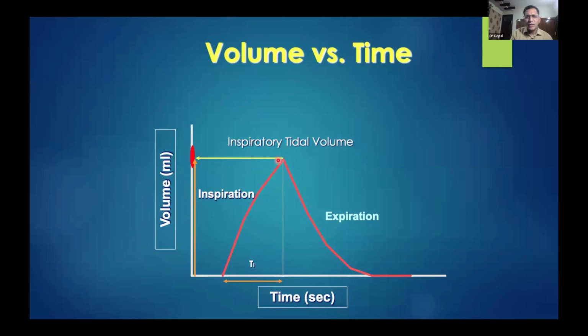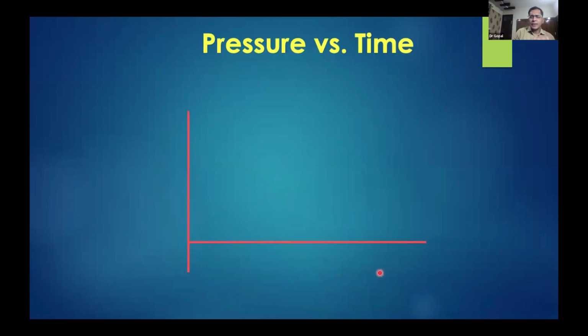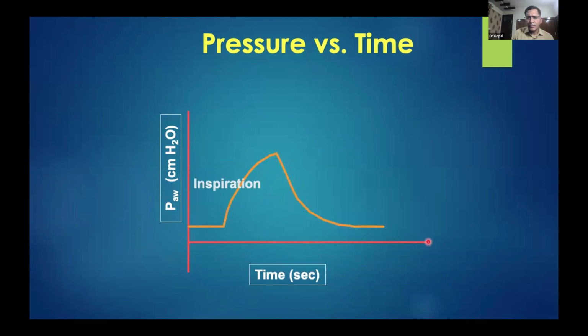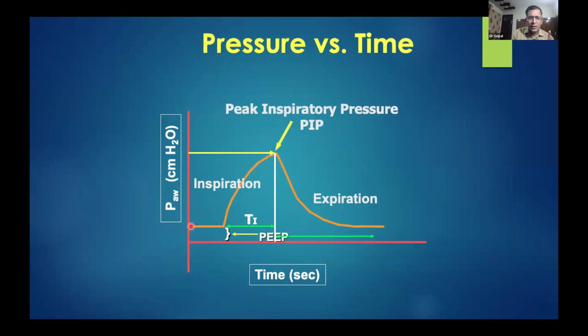Next, a very important scalar graphic is pressure-time. Again, as told, time will be on the x-axis in seconds, and pressure in centimeters of water on the y-axis. Unlike the volume-time graphic, the pressure-time graphic will always start from above the baseline. This gap is the PEEP, positive end-expiratory pressure. It should not start from here. So it starts from here and goes up in an ascending manner.